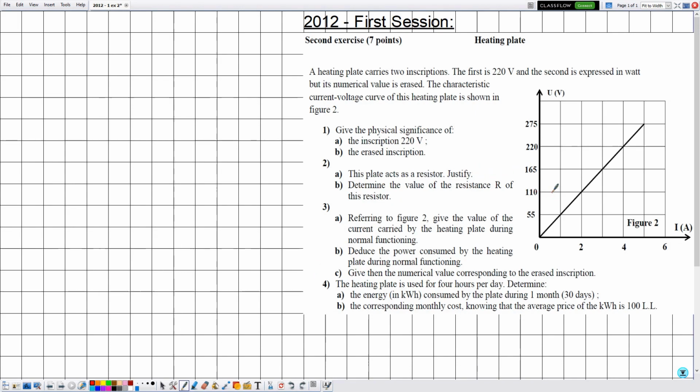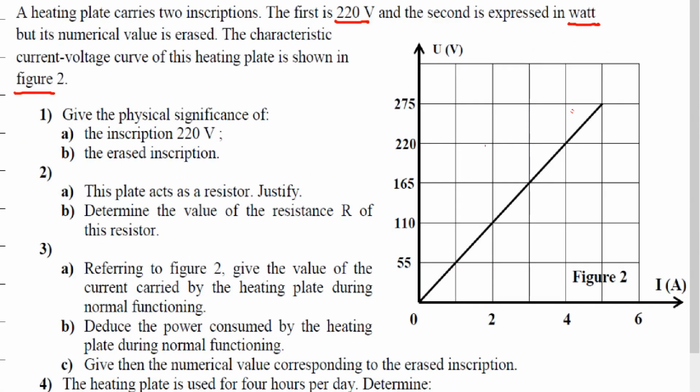A heating plate carries two inscriptions. The first is 220 volts and the second is expressed in watts, but its numerical value is erased. The characteristic current voltage curve of this heating plate is shown in figure 2. They mentioned figure 2, then now we can use it.